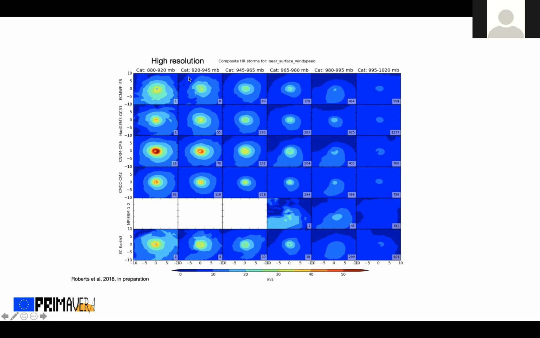I still think that categories 4 and 5 are severely underestimated, but we're starting to have a few, particularly in the French model, we start to have a few of these very intense ones. We're starting to come close to what is needed for this problem.